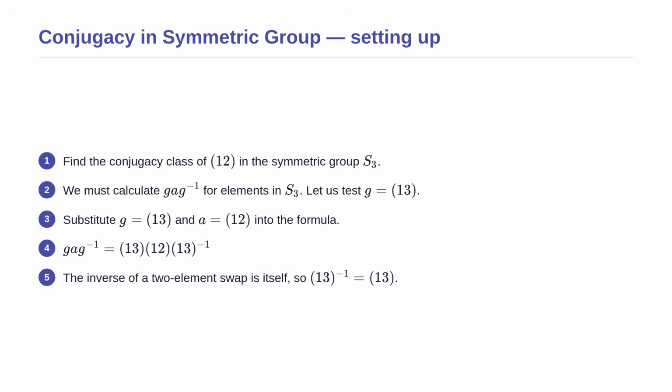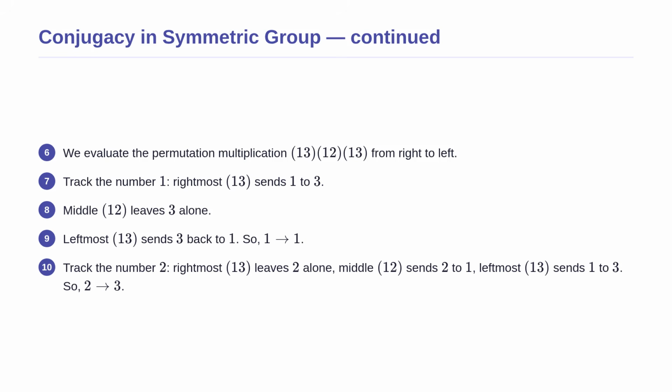We substitute these into our conjugacy formula. Because swapping the same 2 items twice puts them back in their original order, the inverse of (1 3) is just (1 3). This simplifies our expression. Continuing with our calculation, we now perform the permutation multiplication from right to left. We need to track where each number goes step by step.